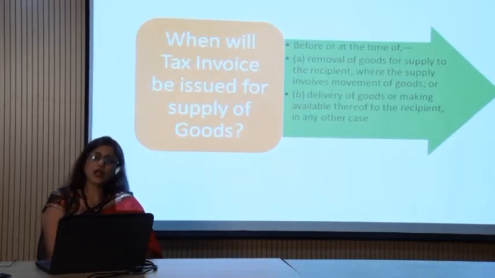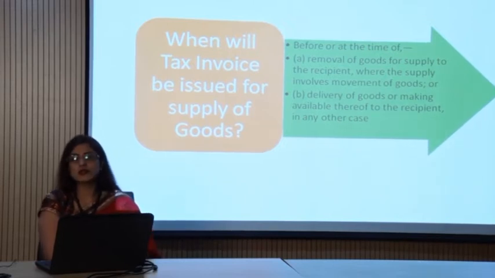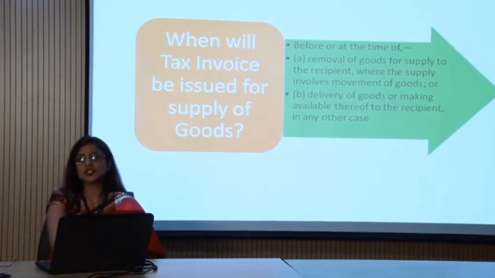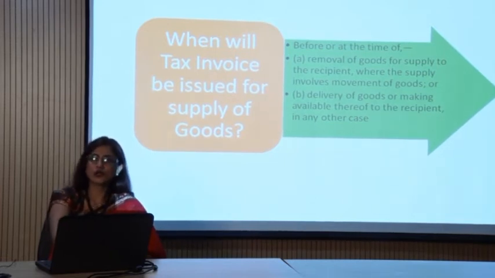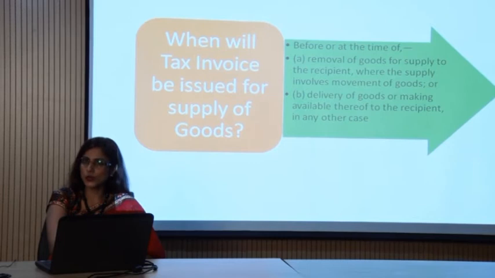Now after this we will discuss the when point, that is, when the tax invoice will be issued for the supply of goods, because as per section 31 we divide the time period according to goods separately and services separately. In this slide I am explaining only the goods part. For example, if I am supplying some bottles, this is called goods.